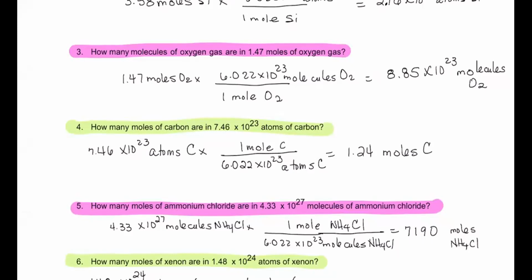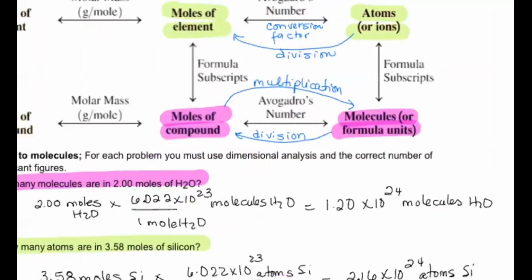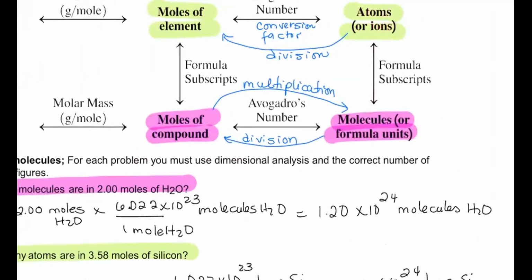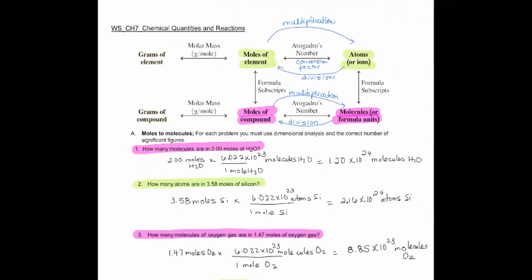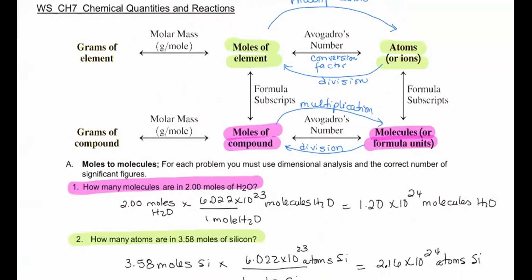The question in the chat says the arrows for formula subscript just mean both are using formula subscripts. We're not there yet. Remember that when it comes to formula subscripts, we have already done moles of compound to moles of element. That one we did. What the flowchart is saying is that your conversion factor is the formula subscript. That's it. So that's the first type of calculation, using Avogadro's number.